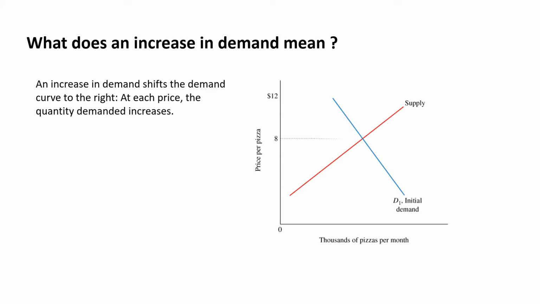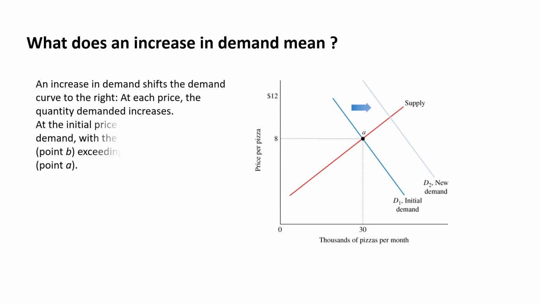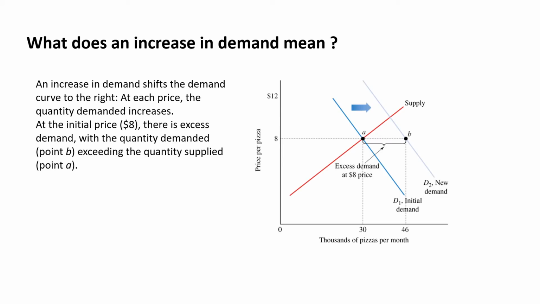Okay, so as we explained over here, there is an increase in the demand and a shift in the demand. What does an increase in demand mean? When there is an increase in demand, it will cause a shift of the demand curve. The demand curve will shift from D1 to D2. So an increase in demand shifts the demand curve to the right.